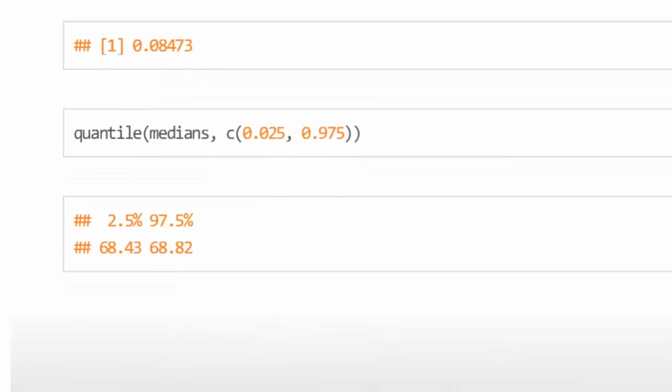If we want a confidence interval for the median, I'm going to take my vector of resampled medians and simply take the quantiles. I want a 95% interval, so I'm going to take the 2.5th and 97.5th quantiles. This gives a fairly tight confidence interval in this case because there's lots and lots of observed data.